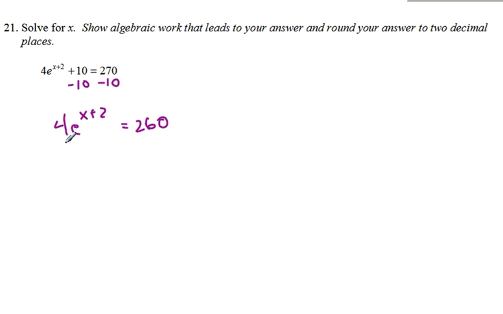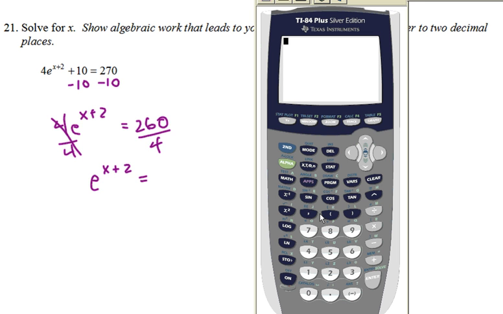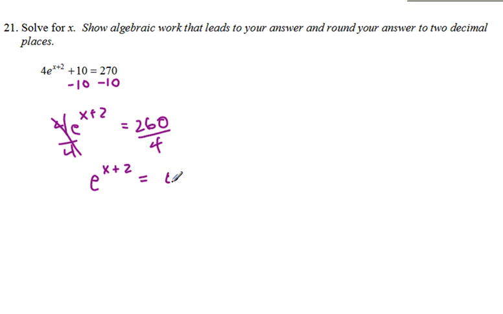Next thing we want to do is divide by 4. So we divide by 4. E to the x plus 2 equals 260 divided by 4. I've got my calculator handy here. 260 divided by 4 gives me 65. And now I need to undo e.